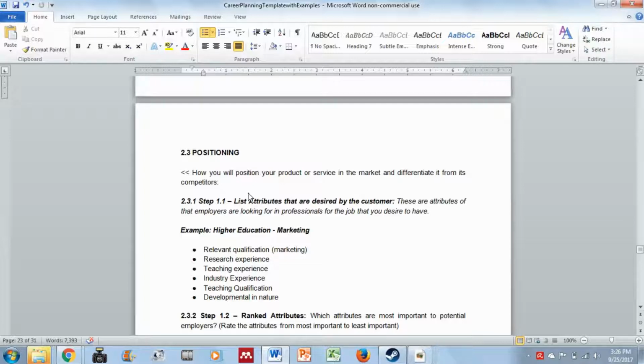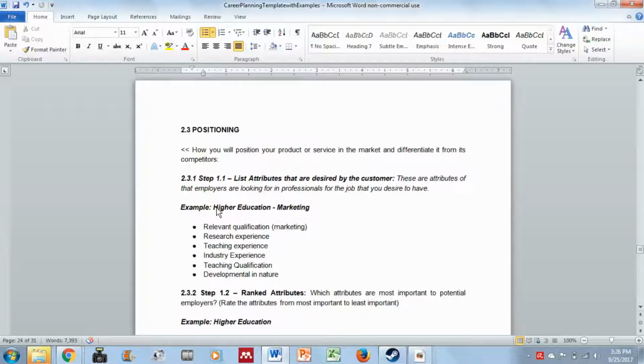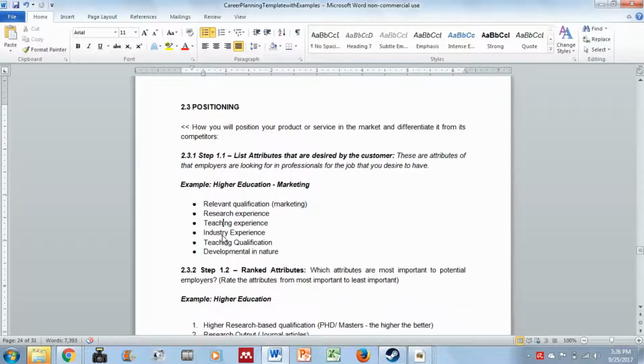And step 1, right, and here are some of the things that are desired by higher education institutions: that I have a relevant qualification, that I have research experience, teaching experience, industry experience, a teaching qualification, and that I am developmental in nature. These are all the various attributes. Now, what are the attributes that are desired in your industry of choice? Is it being creative? Is it being able to communicate effectively? Is it a specific qualification, a specific experience, I don't know?